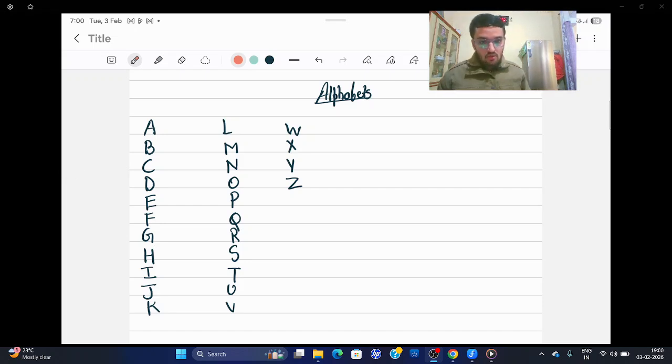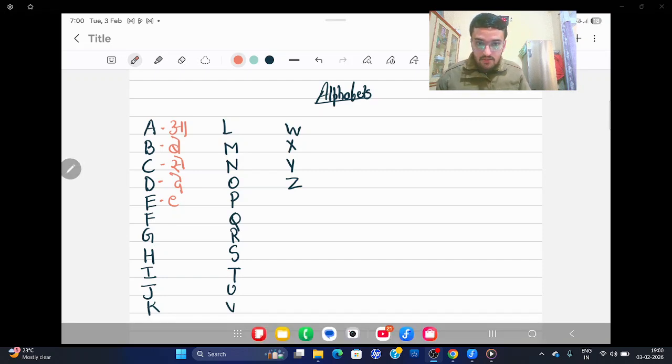So, A is pronounced as A. B is pronounced as B. C is say. D is De. Because of the script limitation, I cannot completely convert the sound of the E into the Devanagari script, so it would be better if I try to explain through the English Roman script.